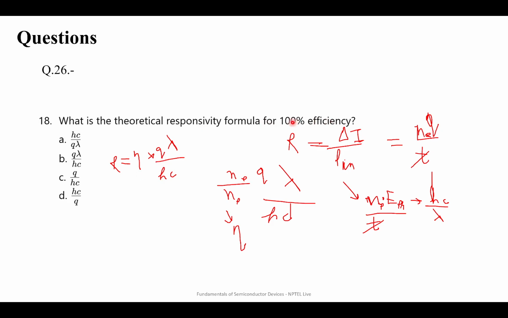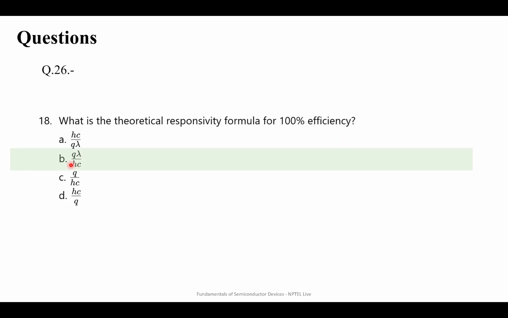So the question asks what it is for 100% efficiency. So my eta is 1 here. So my responsivity then is q lambda by hc, which is this. Got it?